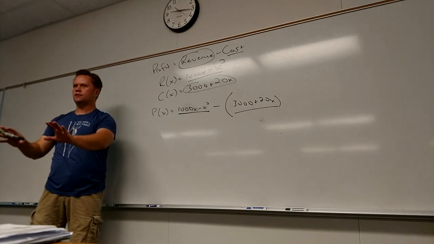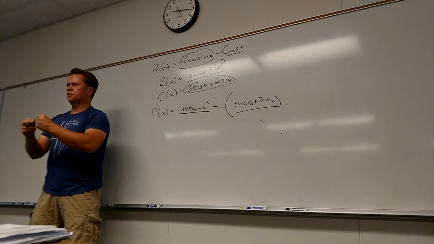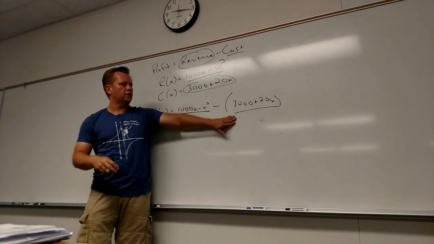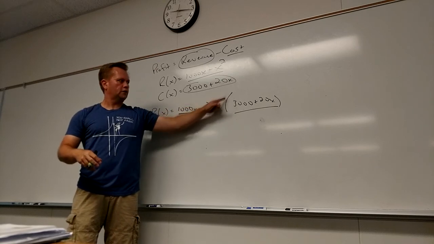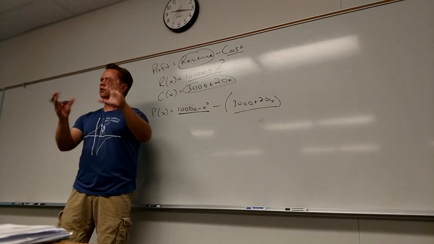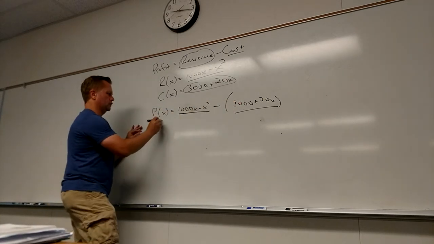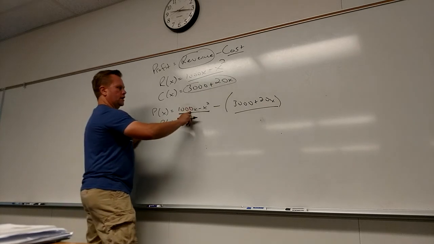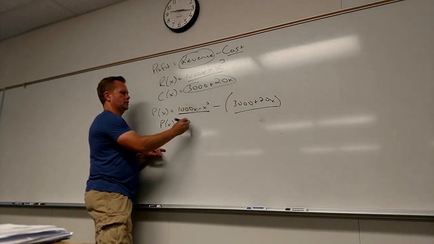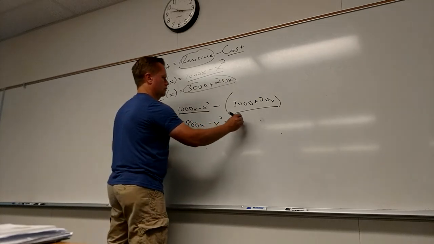It's not that crazy. You're just plugging stuff in. Are you guys getting stuck on the parts you really shouldn't? The one part I thought you had trouble with here is don't forget the parentheses. You got to subtract the whole cost, not just part of the cost. You got to put parentheses around that sucker. So if I work with this a little bit, I get 1,000x minus 20x is 980x, minus x squared, minus 3,000.